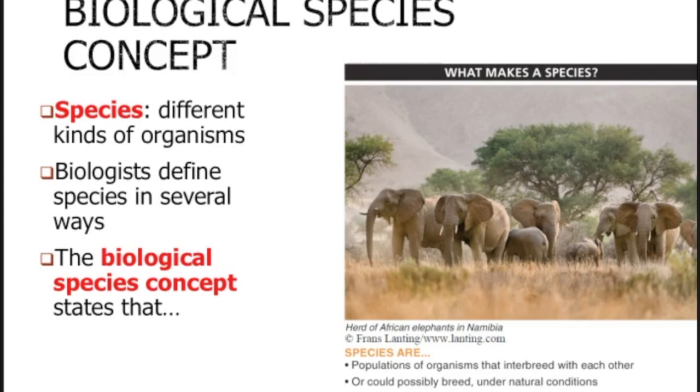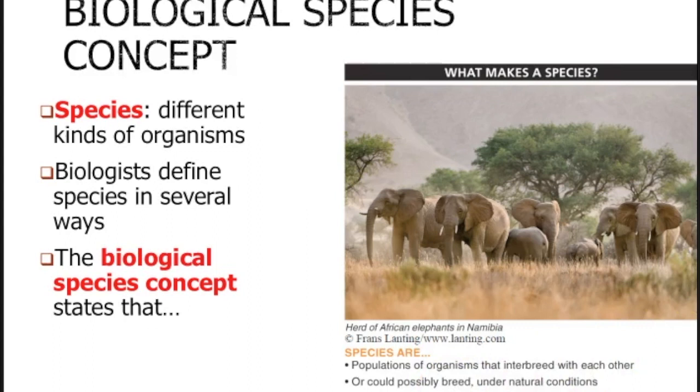So we're going to use the first definition. It's called the biological species concept. And all of our different ways of defining species are going to be called species concepts. The biological species concept says that species are made up of populations of organisms that interbreed with each other. That means that we're defining species based on whether or not they can have sex with each other and have babies with each other. We also say that maybe they could just possibly or potentially breed with each other, but it has to also be under natural conditions.